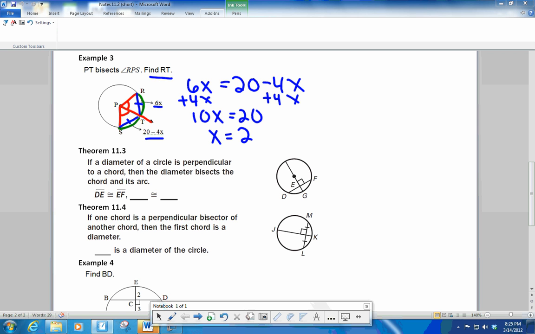They want RT, so let's find RT. It says RT is 6x, so RT equals 6 times whatever x is. We found out x is 2, so RT equals 12.